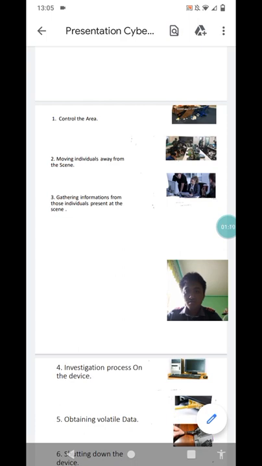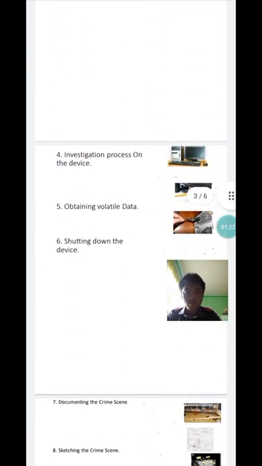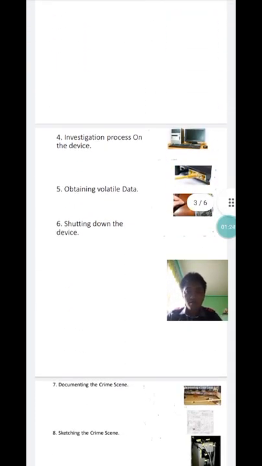In this procedure, the investigator should interview the suspects and also the possible witnesses. Fourth is the investigation process on the device.